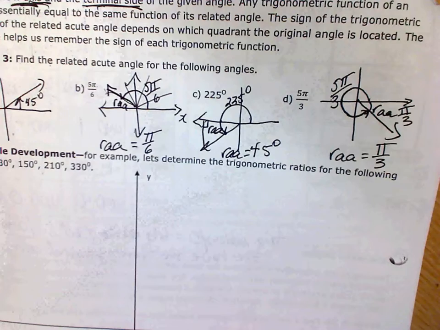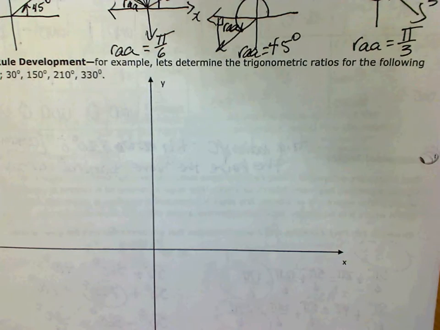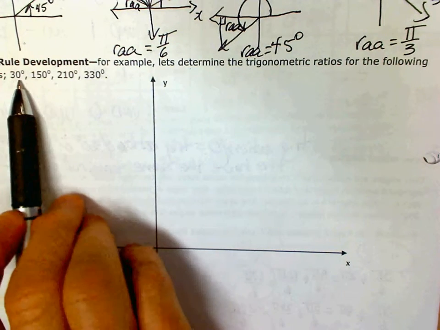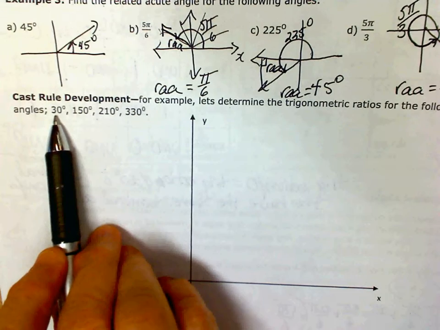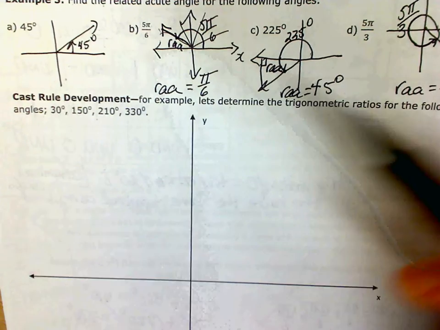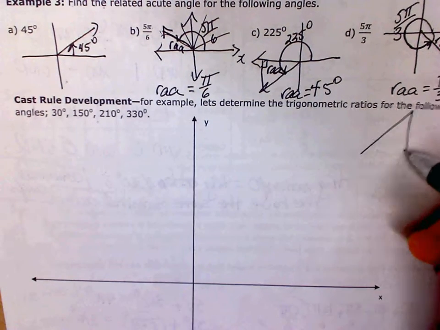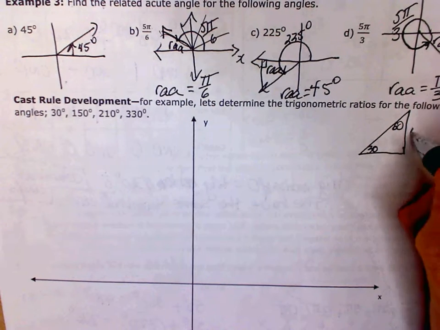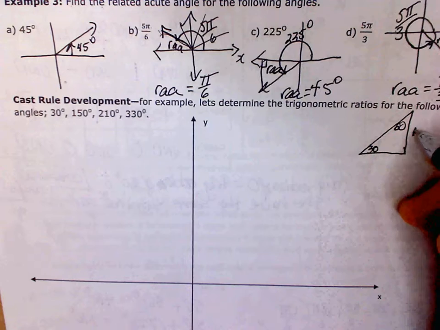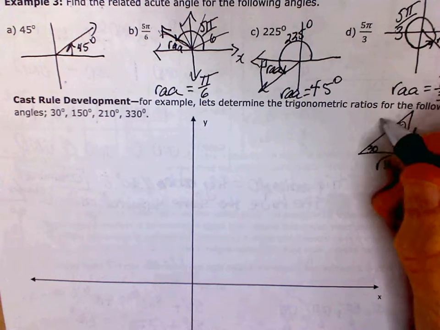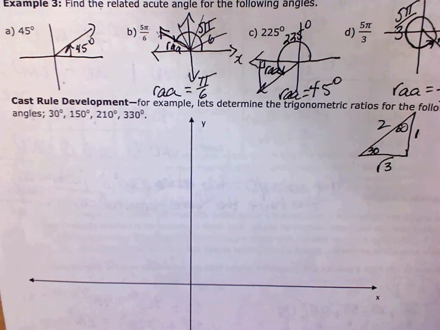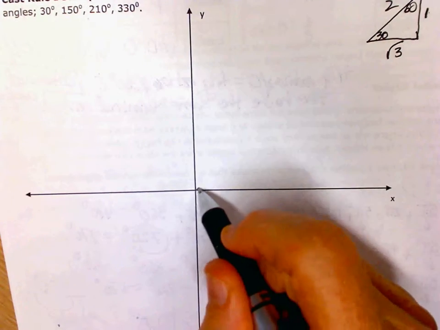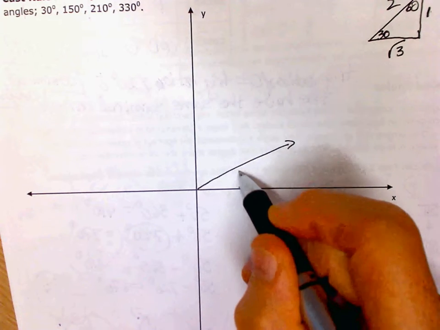Okay, let's do an example so you can see what's happening. Notice this is a special angle triangle, 30 degrees. Don't forget, you have to memorize this. Opposite to 30 is 1, opposite to 60 is root 3, and the hypotenuse is 2. So let's do all the trig ratios for 30 degrees.